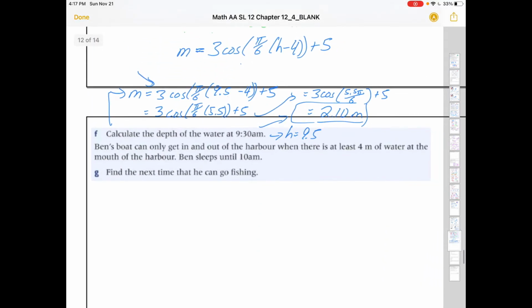So here they've told us that M, the M value, is 4 that we're interested in. So we're going to have this equation to solve. 3 equals cos pi over 6, H is unknown, minus 4, plus 5. This is a pretty rough equation to solve analytically, but that's why we just go to the graph.